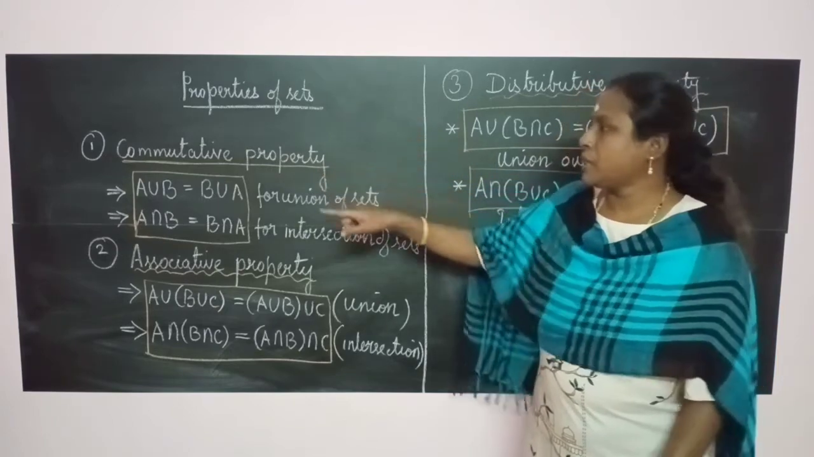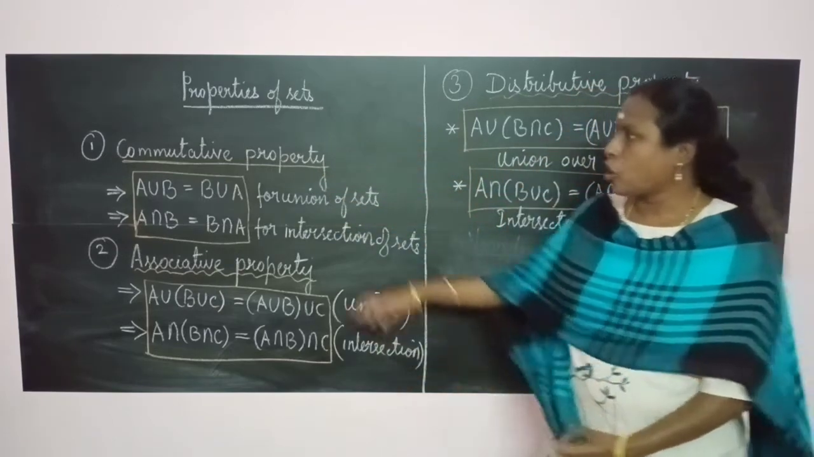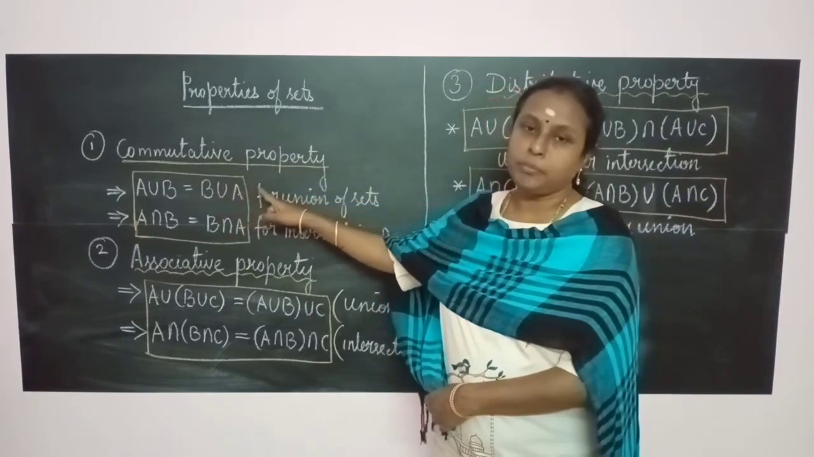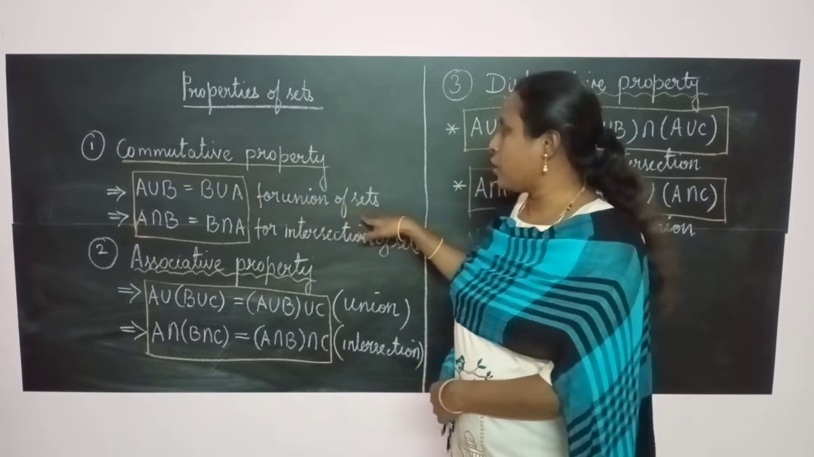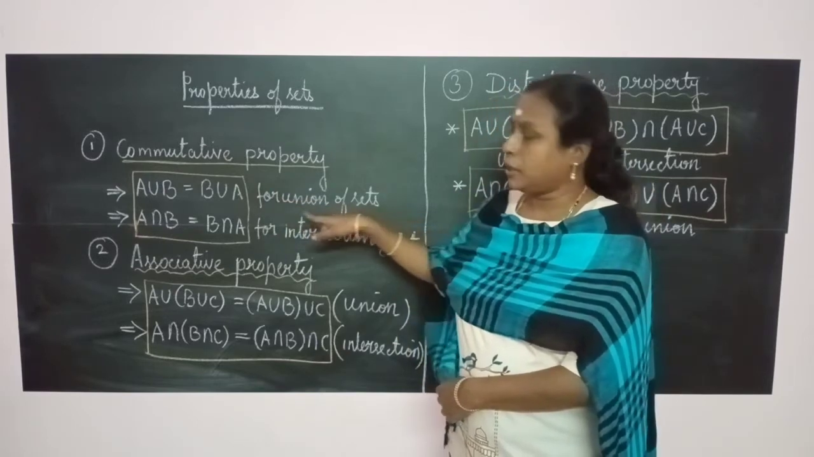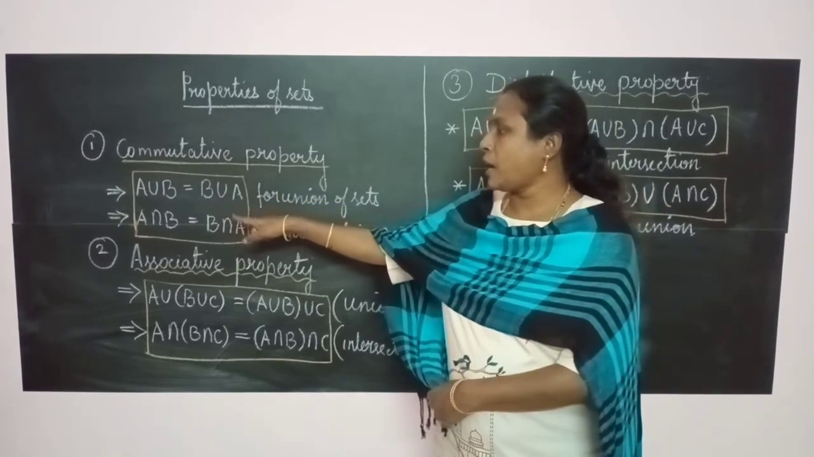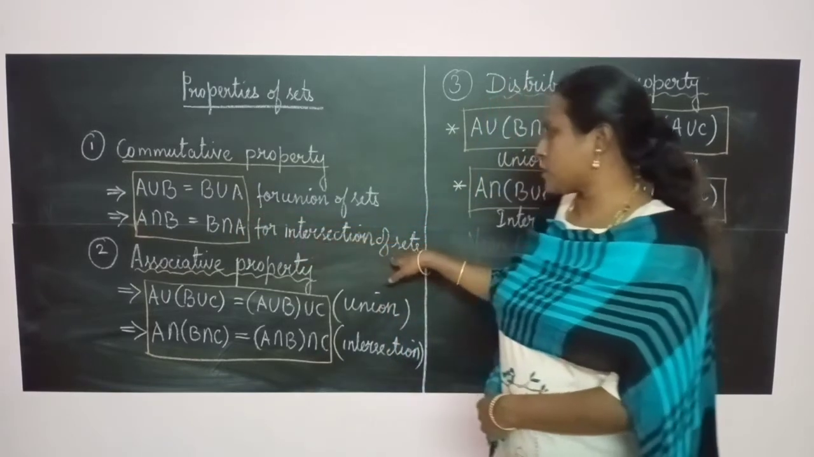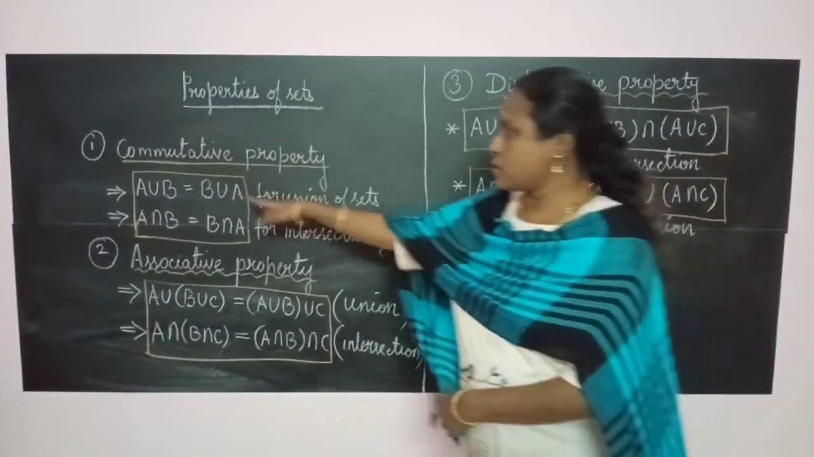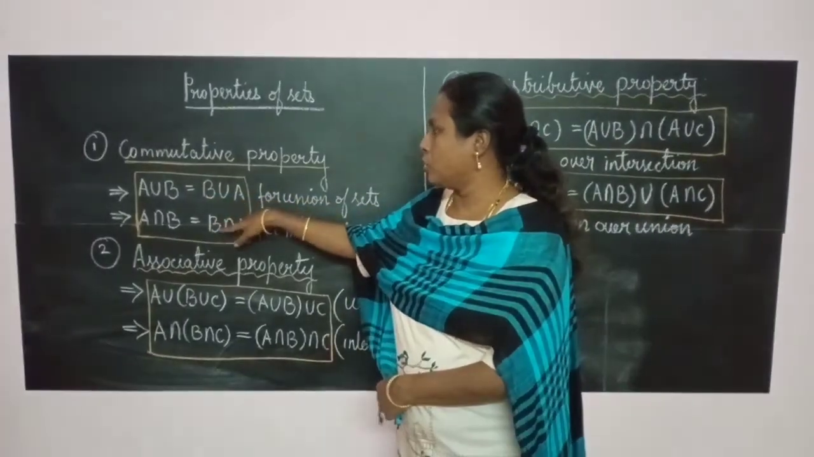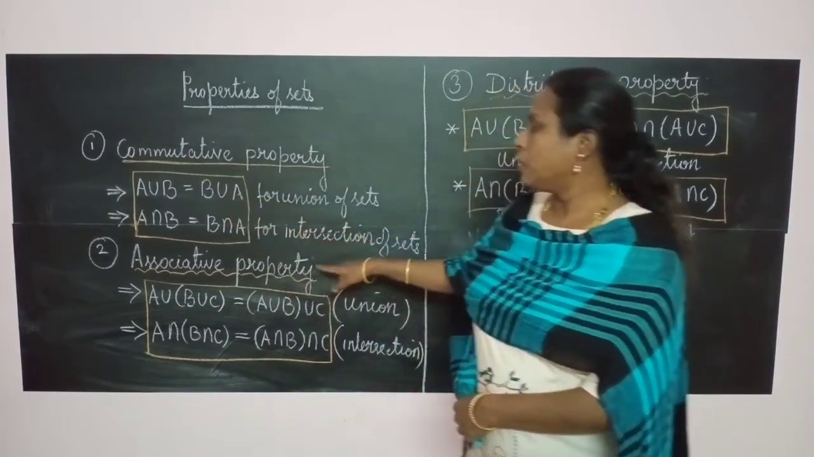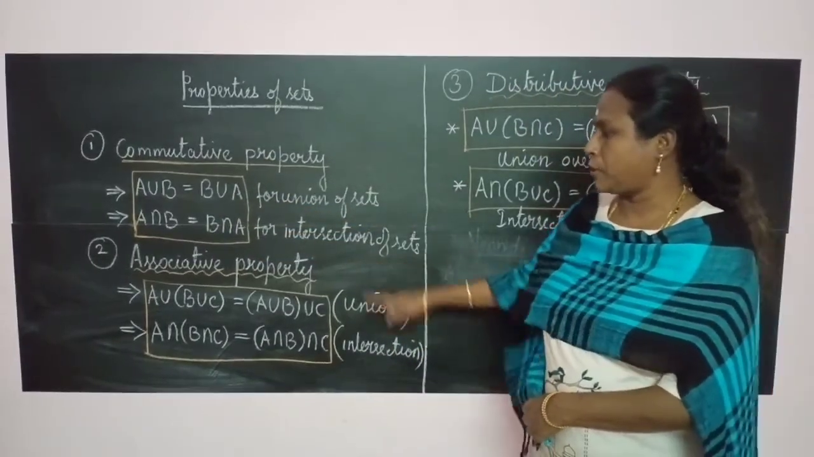First property is the commutative property. Commutative property says A union B is equal to B union A, that is for union of sets. Then the next one is A intersection B is equal to B intersection A, which is for intersection of sets. These are the two commutative properties for union and intersection. Next one is the associative property.